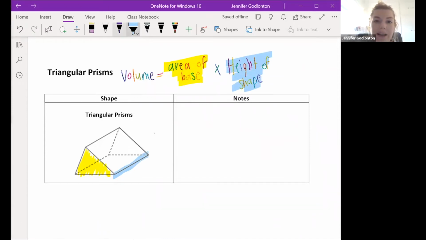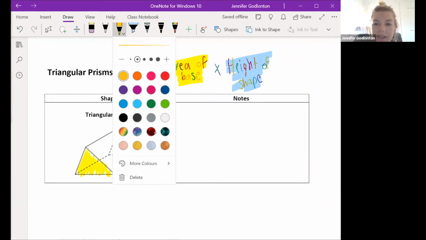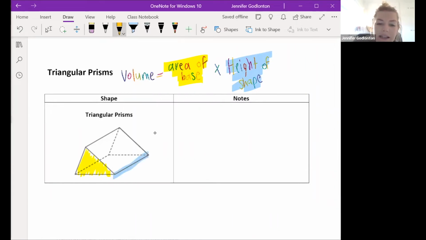Okay, the place that people make the most common mistake in these questions is they see that it looks like the base is a rectangle, and so they work it out as a rectangular prism instead of working out the base that's looking at them and then taking the height of that shape. Okay.